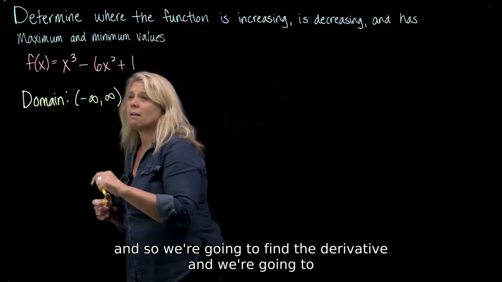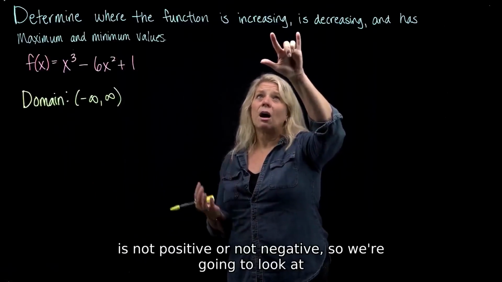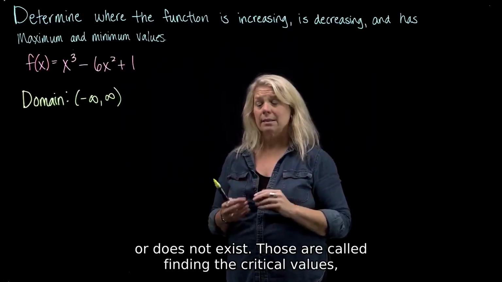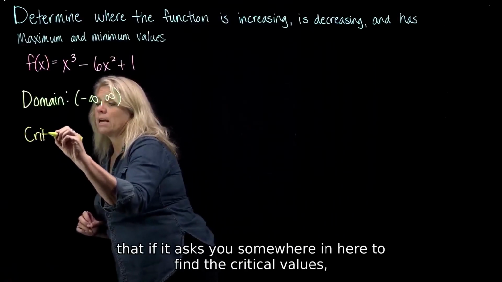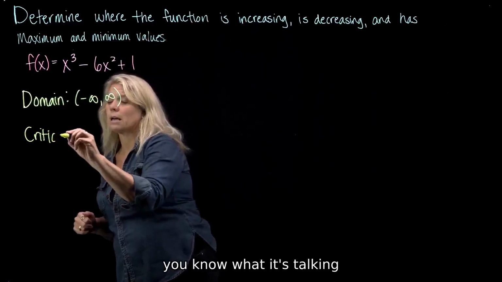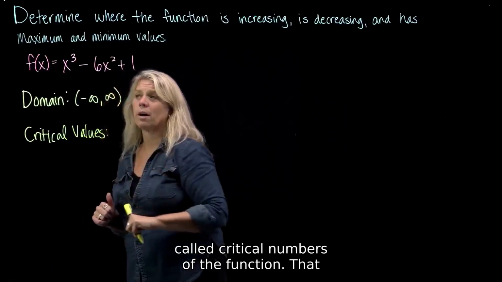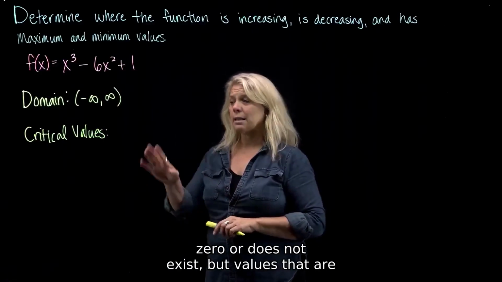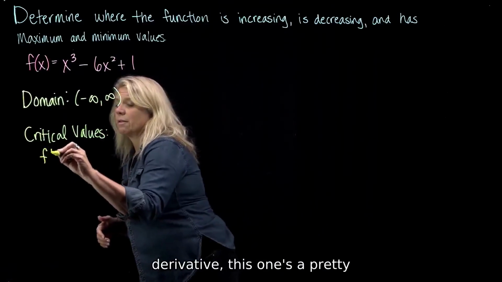And so we're going to find the derivative. And we're going to look at where the derivative is not positive or not negative. So we're going to look at where the derivative is 0 or does not exist. Those are called finding the critical values. So that's important vocabulary, that if it asks you somewhere in here to find the critical values, you know what it's talking about. The critical values are sometimes called critical numbers of the function. That would be the places where the derivative is 0 or does not exist, but values that are in the domain of the function.